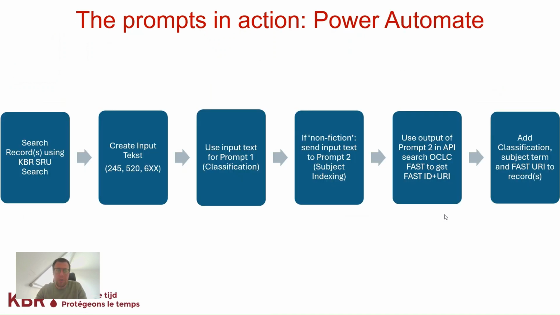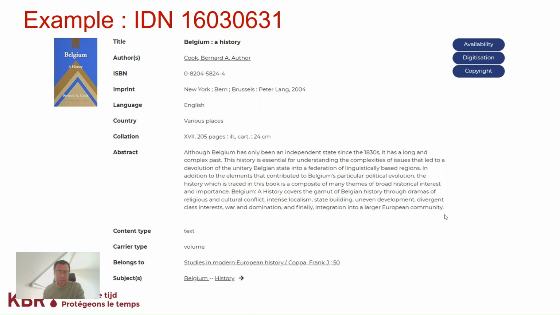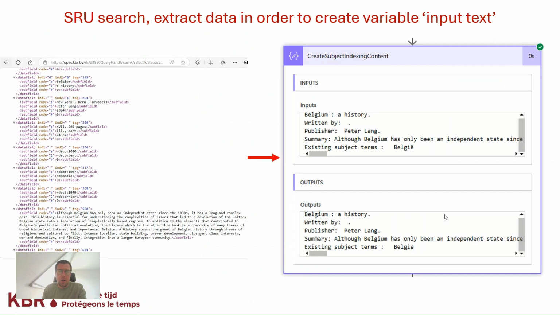So this is the whole workflow. We get the information from the existing record, we create the input text, and we use the input text for the classification. When the output of the first prompt is non-fiction, because we do not add a subject term for fiction, we use the second prompt, and then search the outcome of the second prompt. So the JSON gets the term and we search it in the FAST OCLC API, and then add everything to the record. Okay, so again, here is an example, Belgian history. You can see it has a title, subtitle, but also the abstract. We use our SRU to get the information in MARC XML.